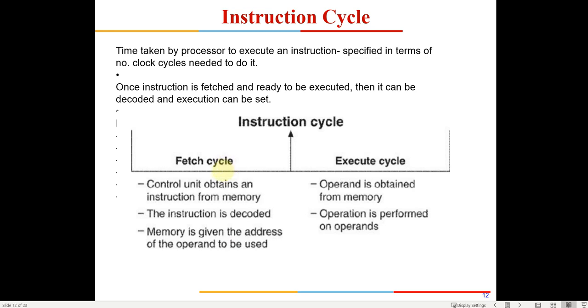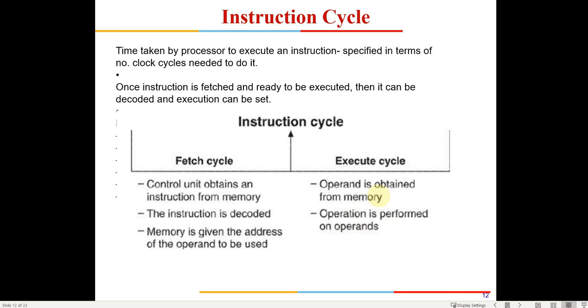I'll just repeat what is done in the fetch cycle. 2 bytes of instruction are fetched from the memory location, and it is decoded. Once it is decoded, if there is a memory element involved in the instruction, then the physical address is calculated and kept ready. In the execute cycle, the actual instruction is executed.